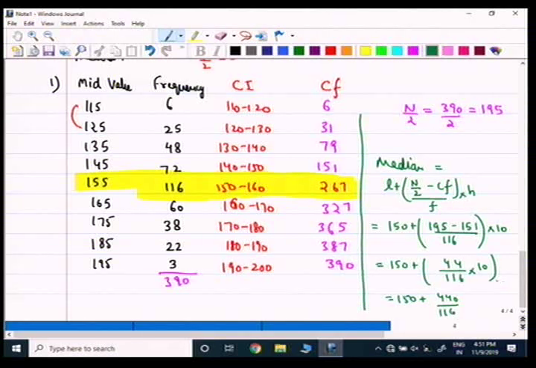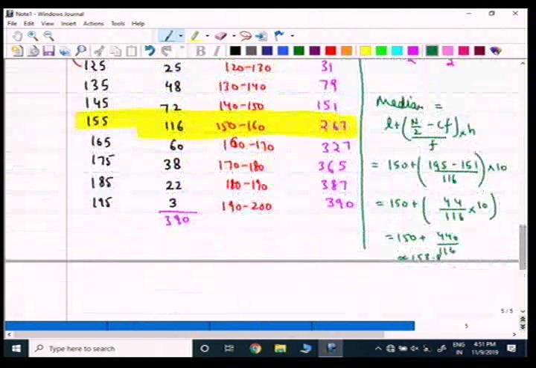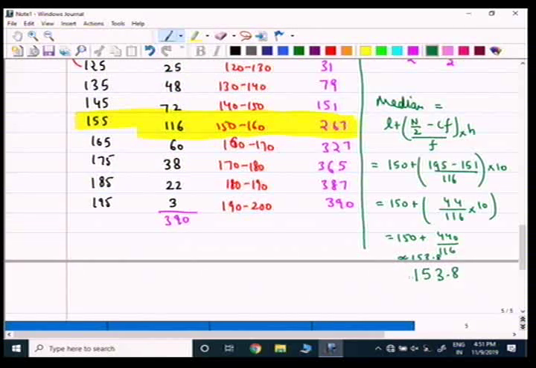So 440 divided by 116, that is 4 times it will be greater, so it will be 3 times. So approximately we will get 153.8. That is the correct answer. You are getting 153.793, and if you want to round it off to 2 decimal places, that would become 153.8. So that would be the approximate answer. Is this clear to all of you?